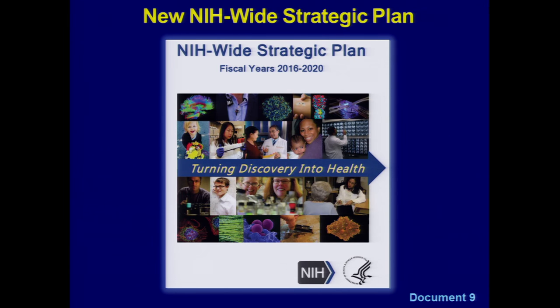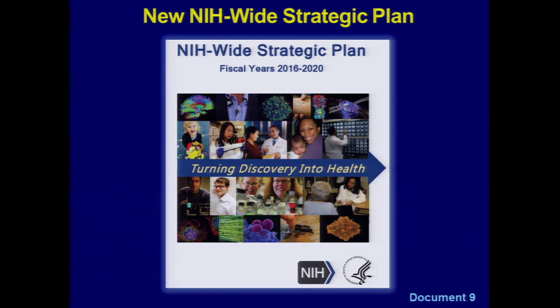As you may remember from my director's report at the September council meeting, Congress tasked the NIH with developing a new five-year strategic plan as part of the fiscal year 2015 Cromnibus appropriation. After an intense effort, the NIH-wide strategic plan for fiscal years 2016 to 2020 was submitted to Congress in December. This new strategic plan was developed with input from hundreds of stakeholders and scientific advisors in collaboration with leadership and staff from across the NIH.